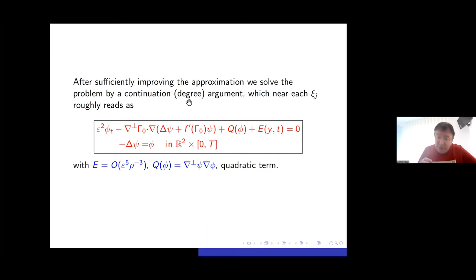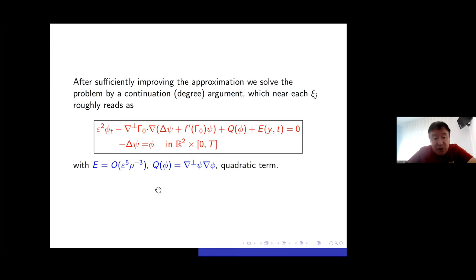Now, the point is that we need to alternate the use of the improvement with elliptic equations with the corresponding transport equation. If we insist on doing that a sufficient number of times, we end up with an error of size epsilon to power five times rho to minus three. And at main order, the problem becomes this one, where this is a quadratic term, okay?